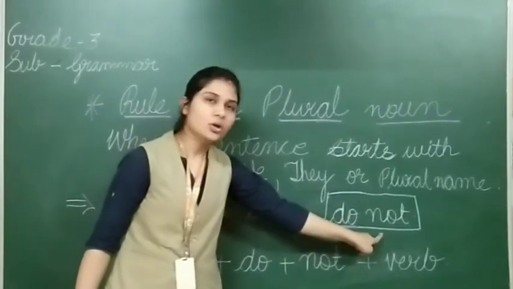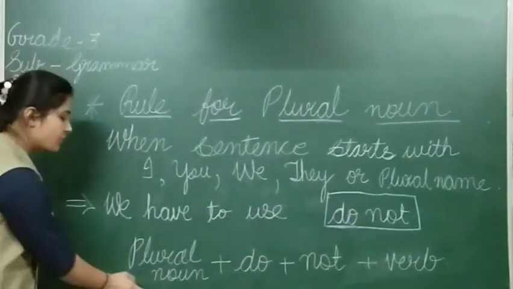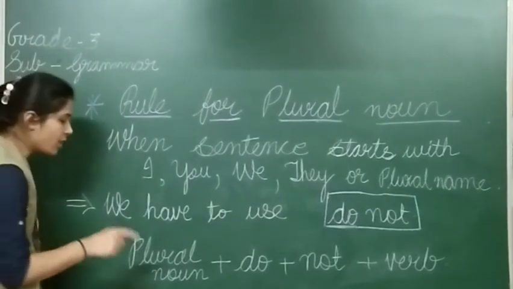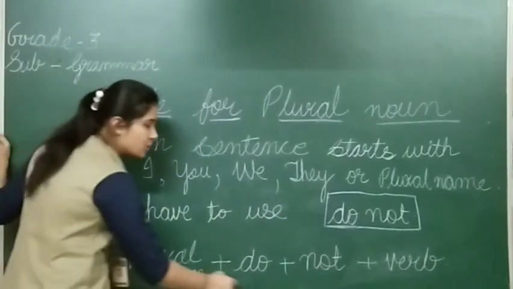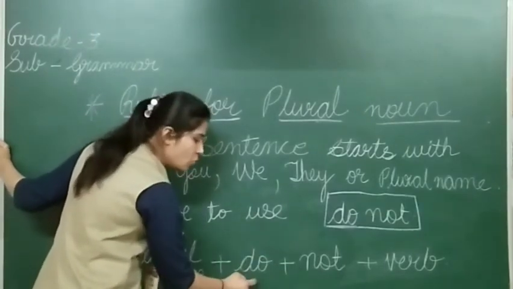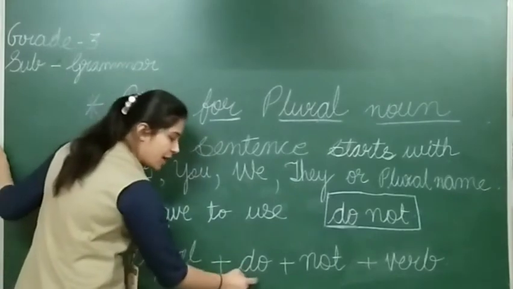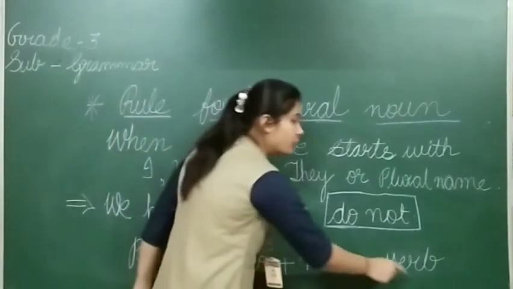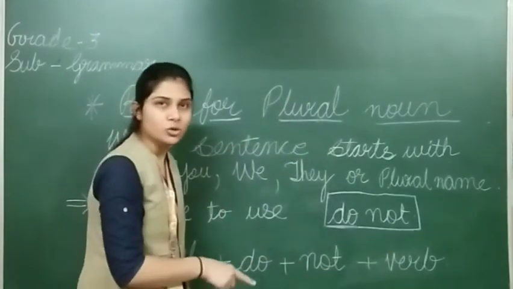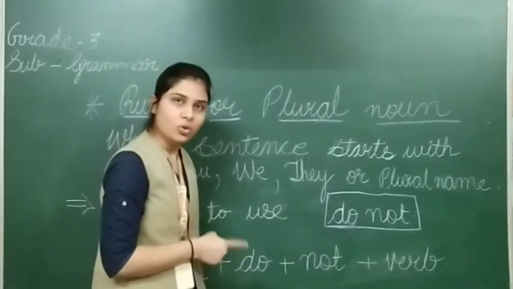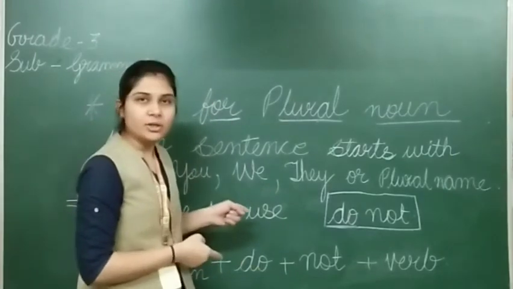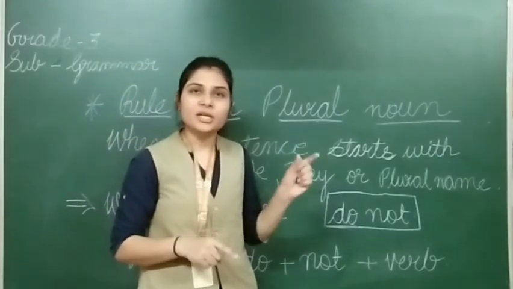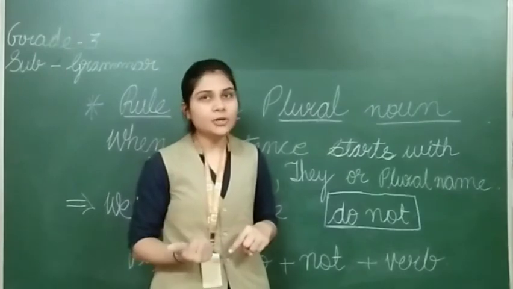D-O, do, and not. Now the structure is that first we have to write the plural noun, means first what is given to us in the question. The first word we have to copy, plural noun plus do not. For plural noun we are adding do and not for making it negative, right? Plus verb. Here also we have to add the verb. Don't forget to add the verb. Okay. Now after this I am going to show you some examples related to singular and plural nouns which are given to us. We have to make them negative sentences.